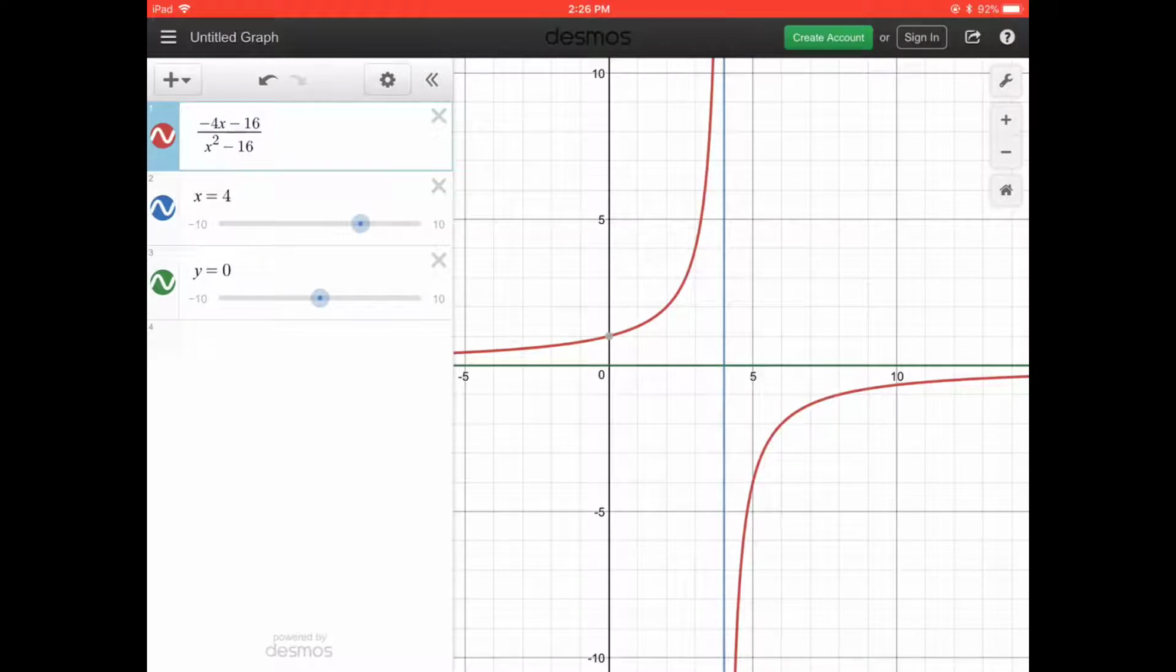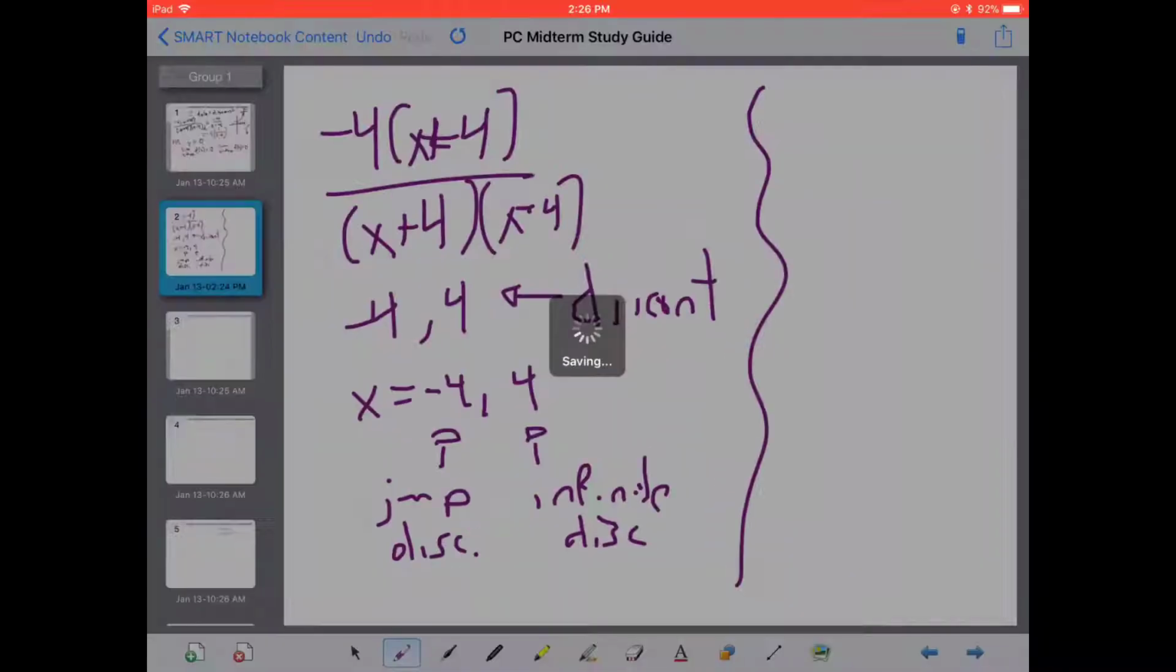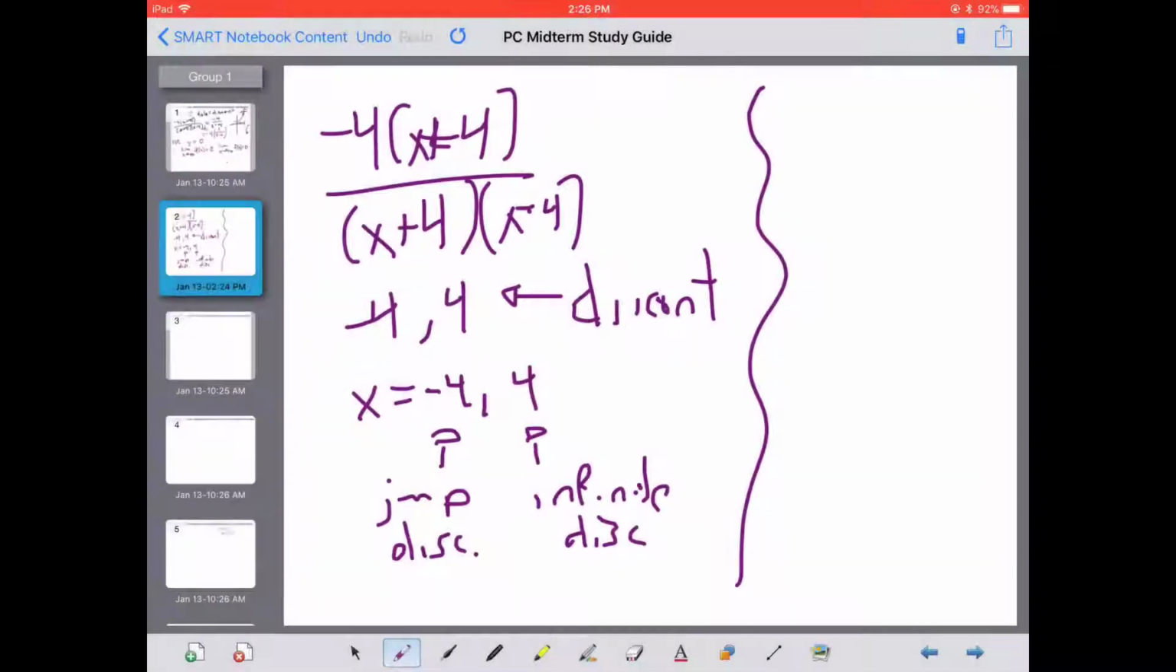Alright, and then for our domain, if we go back and look at our graph, it'll look like we're only having an issue at that 4, but we are still having an issue at negative 4. So when we write our domain, it's going to be easiest to write it in interval notation, and that's how it's going to look on the multiple choice section of this test.